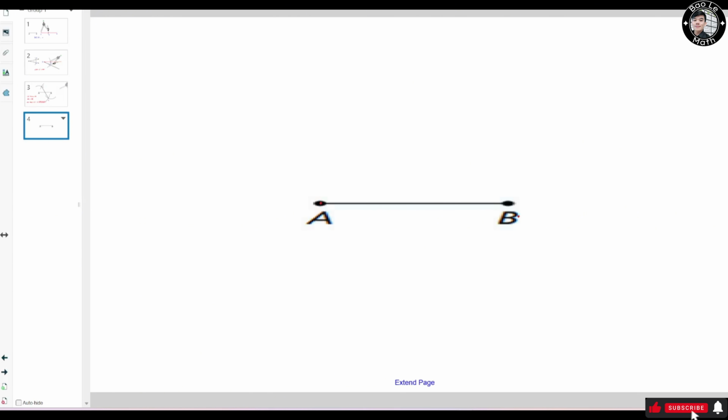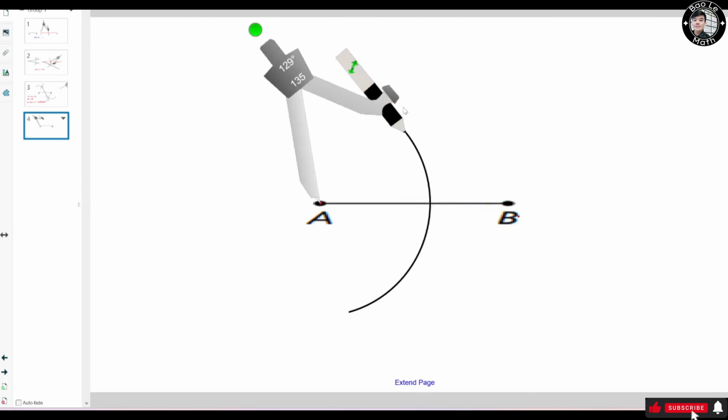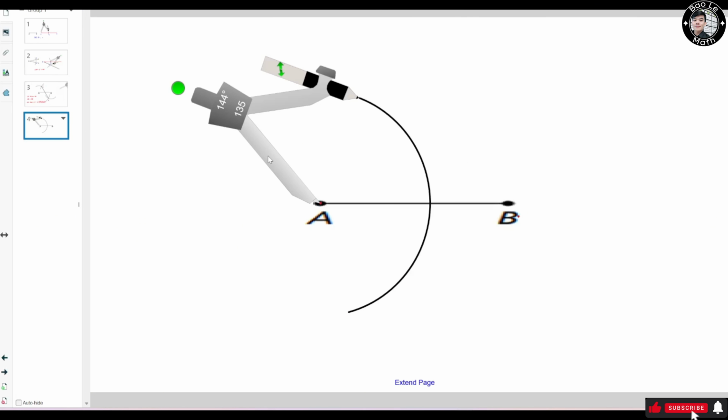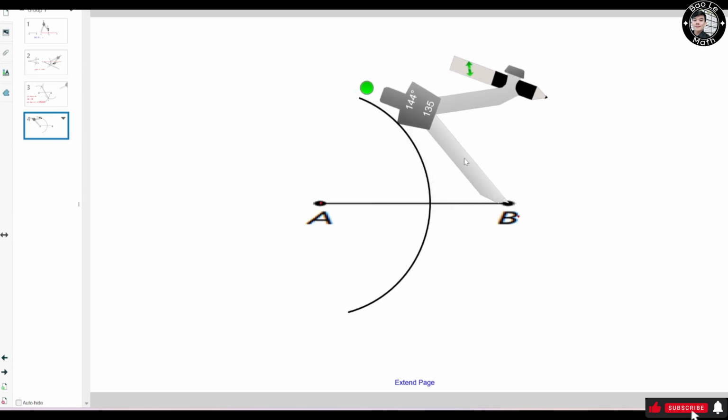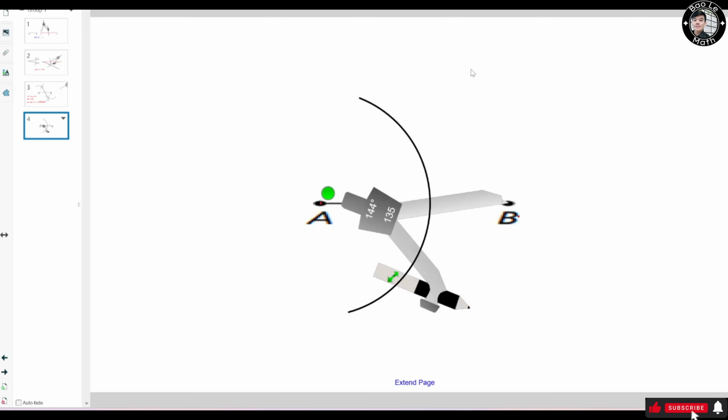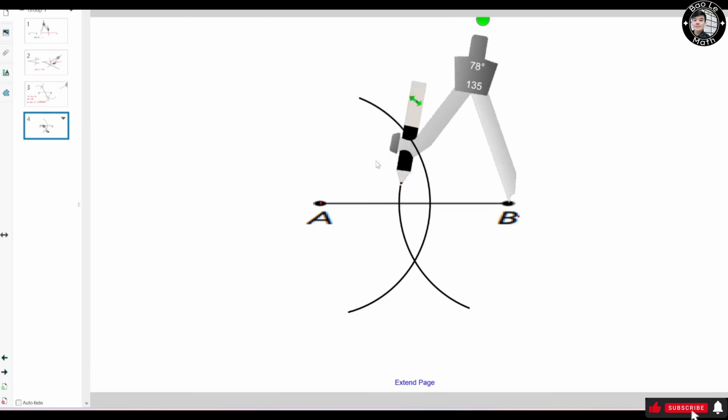Now we're going to bring up the compass. Open the compass. Alright, we're going to put the compass needle at point A. Now we need to open the compass setting such that the compass setting is bigger than half of AB. Right, so it could be like this. Now I'm going to draw an arc. Now I'm going to keep the same compass setting. I'm going to move the compass needle to point B. And I just switch this one. I'm going to draw another arc right here.